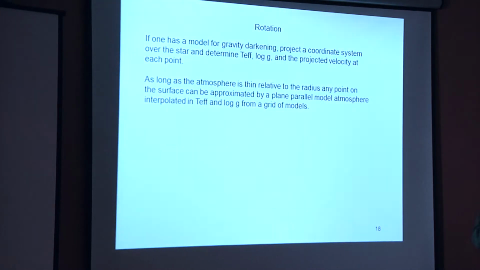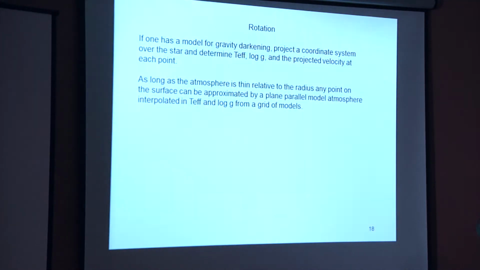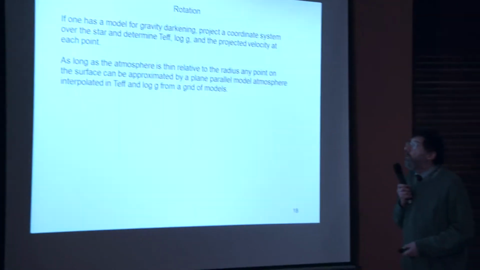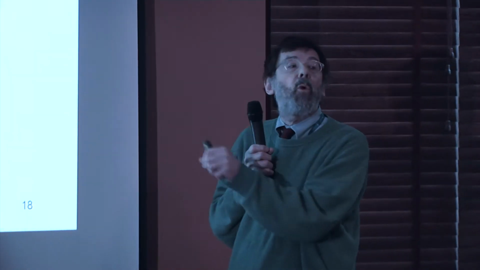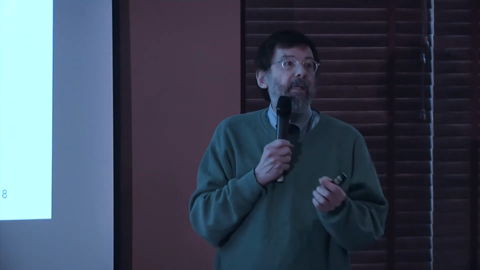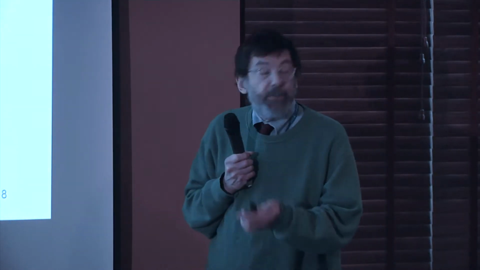and determines the projected velocity at each point. And then, as long as you're not doing a supergiant, but are doing a relatively small star where the atmosphere is plane parallel, you can just interpolate in a grid of models in spectra and just determine at each coordinate on the star a model that matches that point. So essentially, you're interpolating in effective temperature, gravity, angles, and velocity. It's a big interpolation problem, but not a big problem in physics. But it's only been done for a few stars.